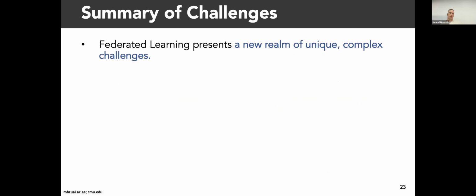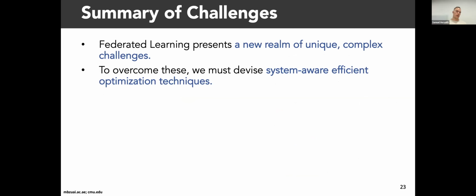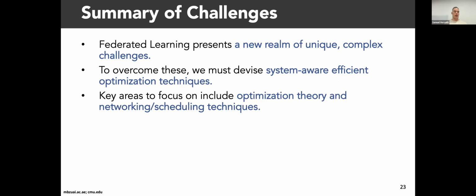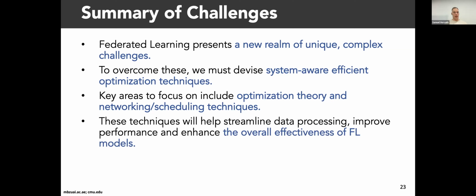All right, so that brings me to the summary of challenges, where what we saw is that federated learning presents a new realm of unique and complex challenges. To overcome these issues, we must devise system-aware efficient optimization techniques. The key areas to look at are optimization theory and networking and scheduling techniques. As a result, we get techniques that help streamline data processing, improve performance, and enhance the overall effectiveness of federated learning models.